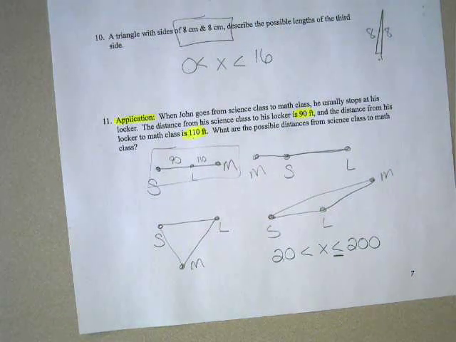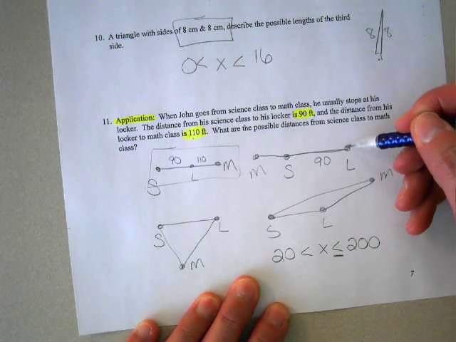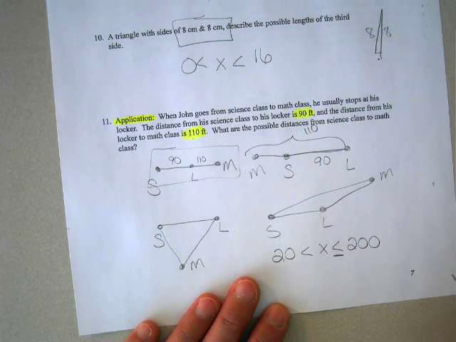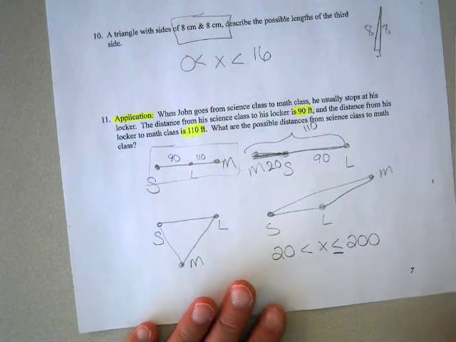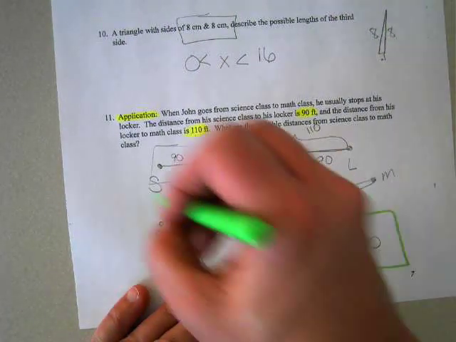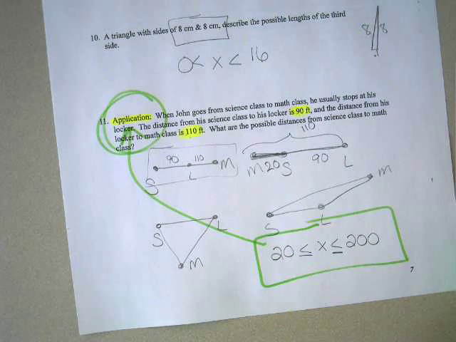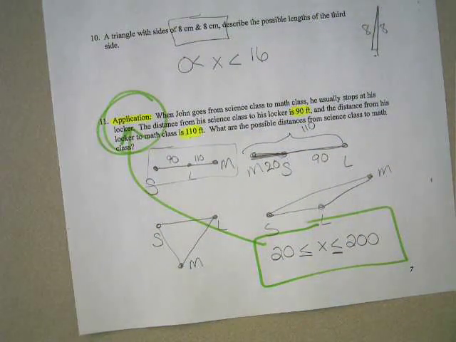Or go the other way. Science to locker is 90. Then from locker to math is 110. So couldn't this distance be exactly 20? So what I'm telling you is this, if you're in the application, you need to put the little bars underneath. Because in the real world, you don't have to form a straight line, okay? Triangles, you don't need the bars. Questions?